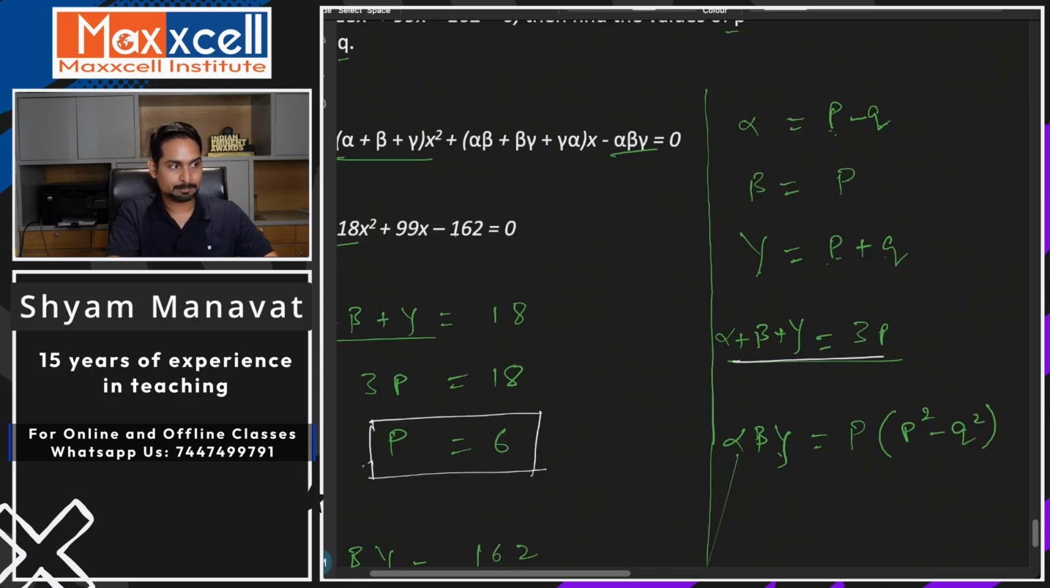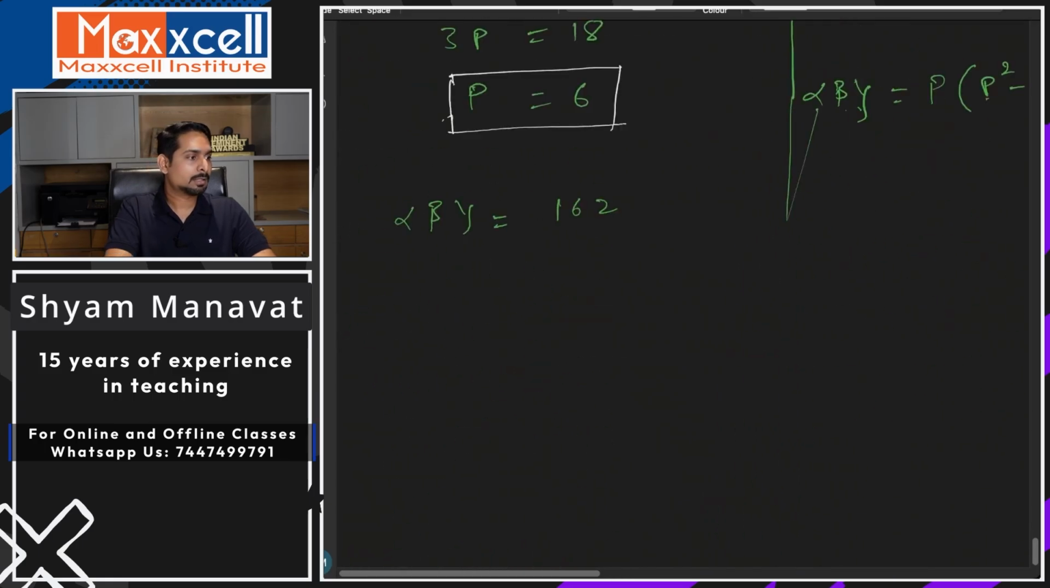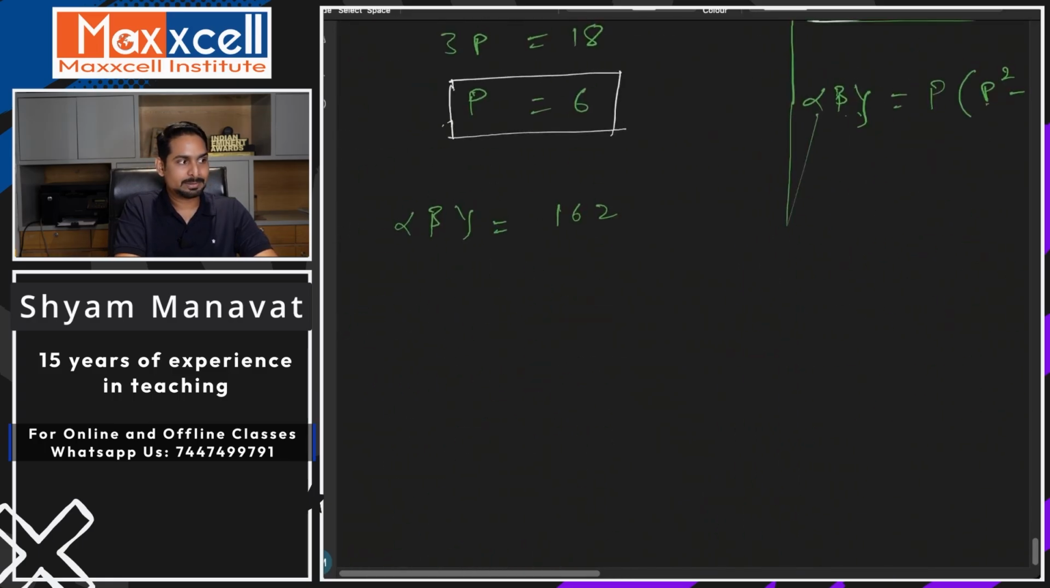P, which is beta, and alpha into gamma is like a minus b into a plus b, the formula a square minus b square. Correct. Let me use it here. So alpha into beta into gamma, I can write as p into p square minus q square. Now this is going to help you to get the value of q. We got the value of p with the previous relation. Now if you substitute p equal to 6 here, what you get? 6 square minus q square.